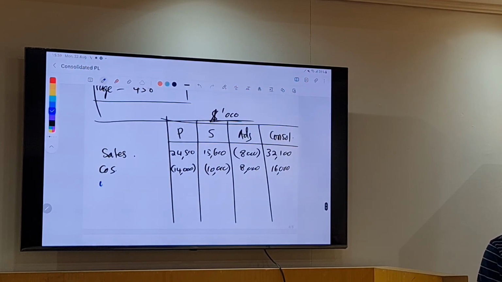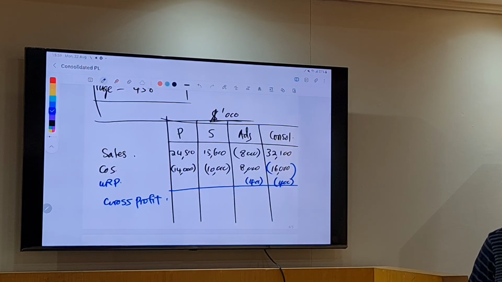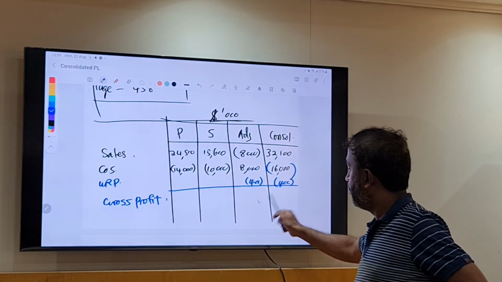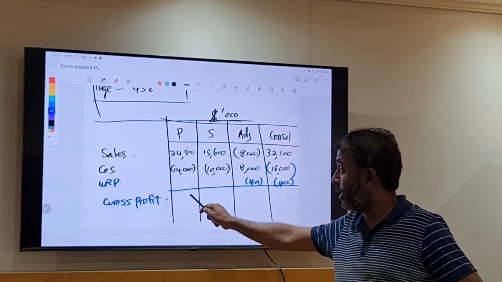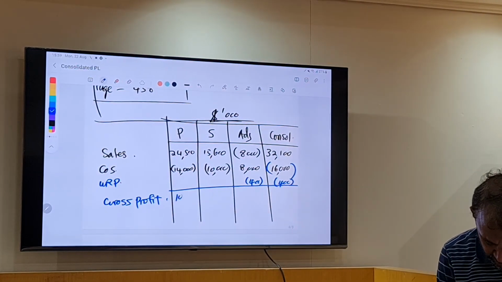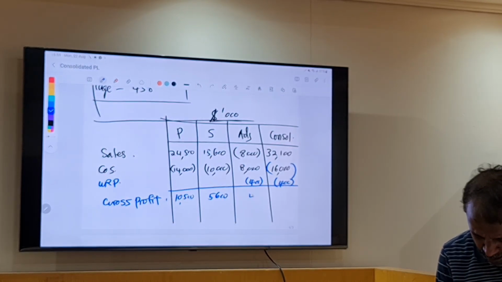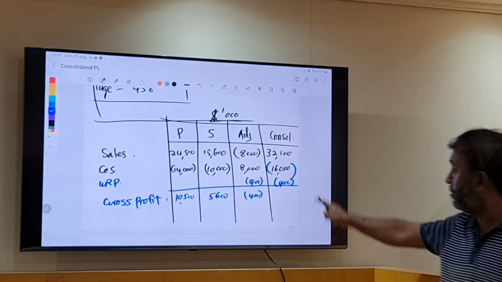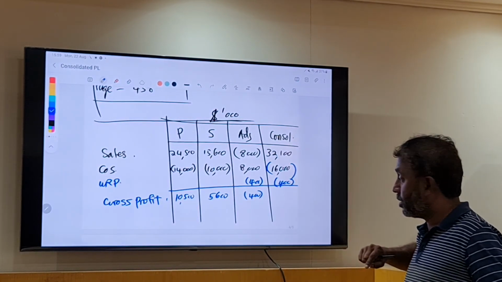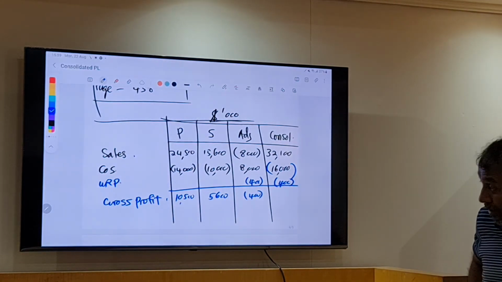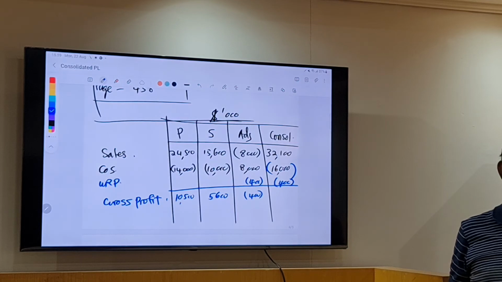So, unrealized profit, 400 with minus. This is the gross profit. Can you tell me the answer please? 24,500 minus 14,000, how much? 10,500, right? 10,500. See, 15,600, that is 5,600, this is minus 400. URB means unrealized profit.